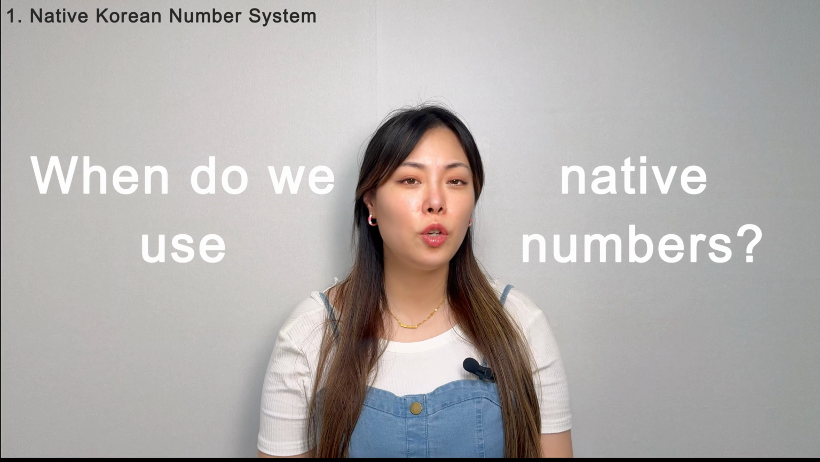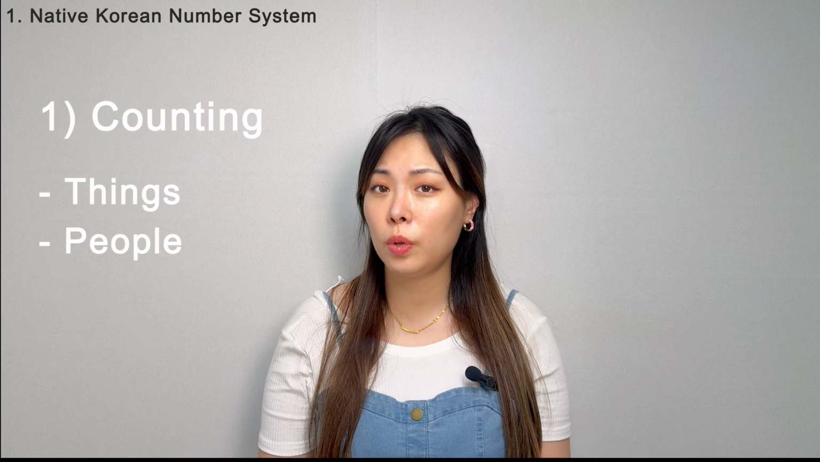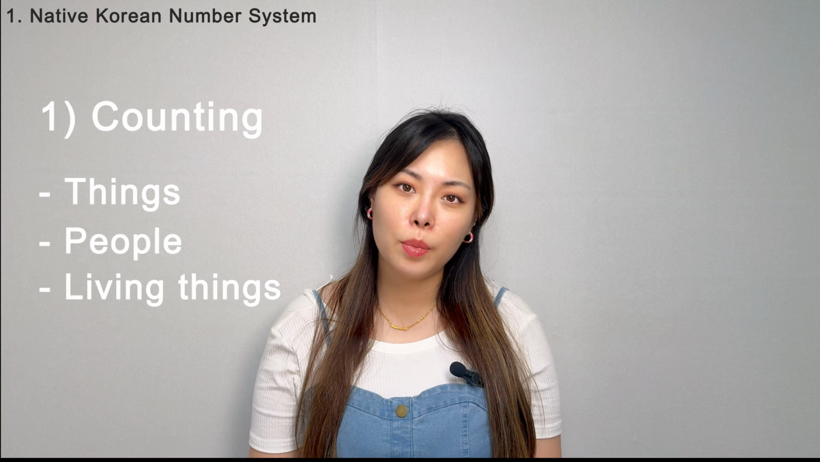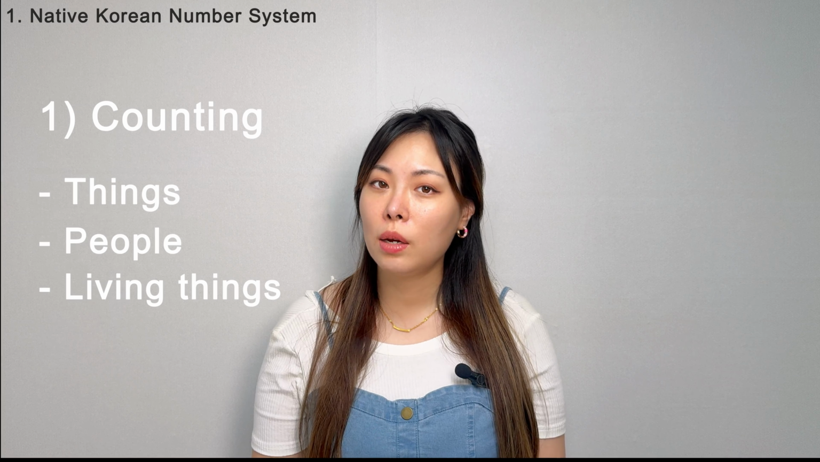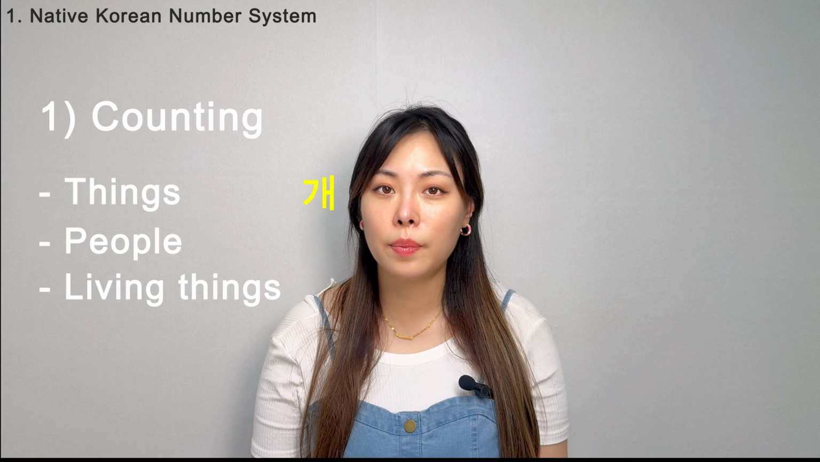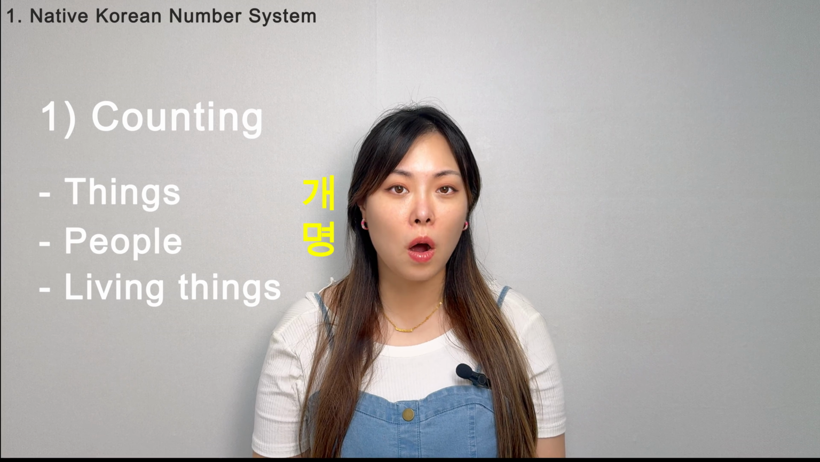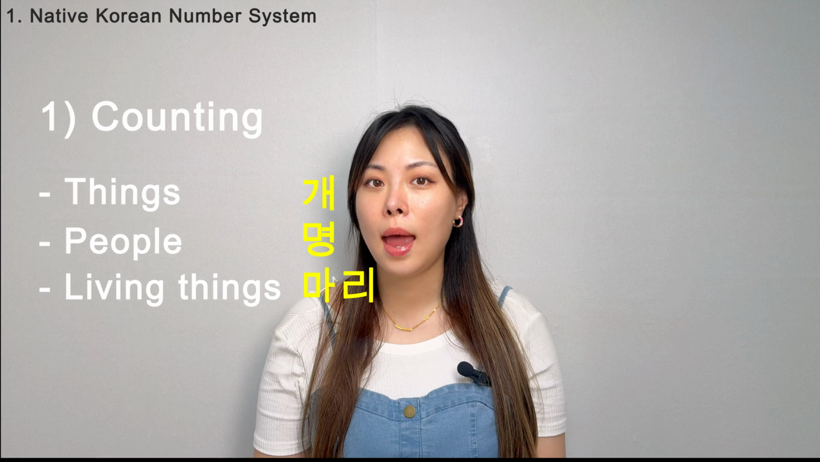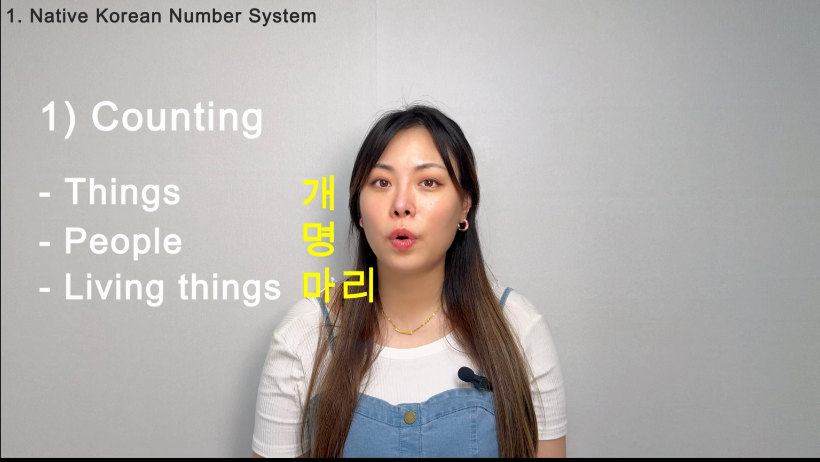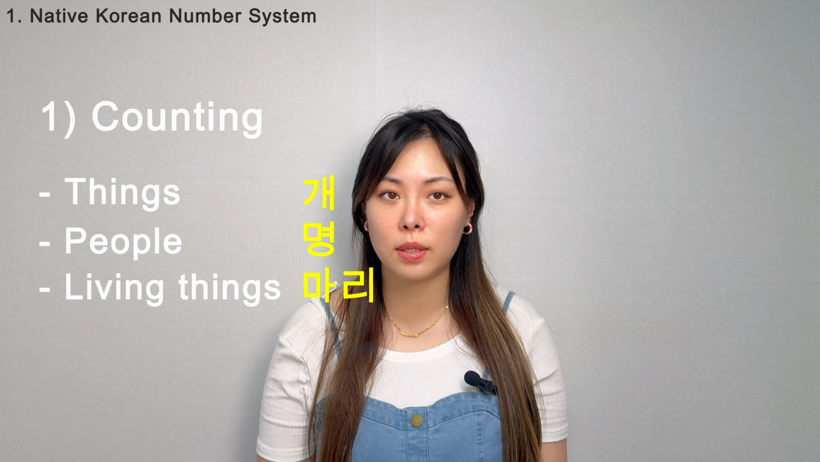First of all, we use native numbers when we count objects, when we count people, and when we count the number of animals. We count using counter words, and some of the most used counters are 개 for counting things, 명 for counting people, and 마리 for counting living things. And of course, there are many, many more counters.